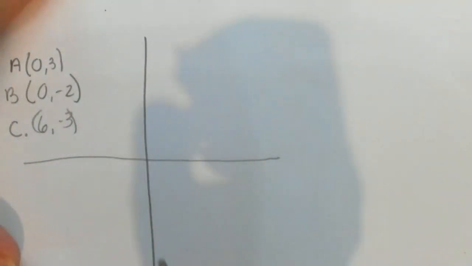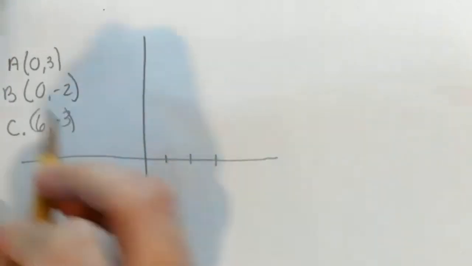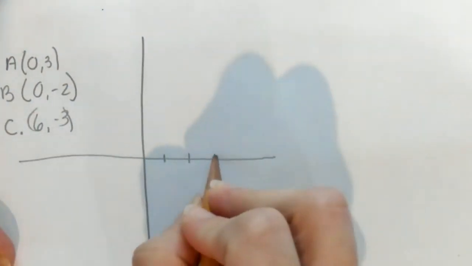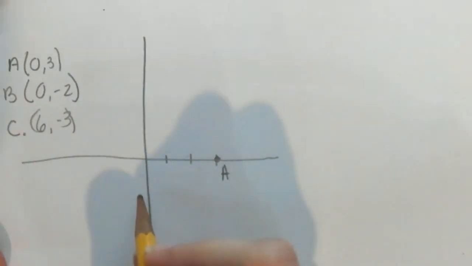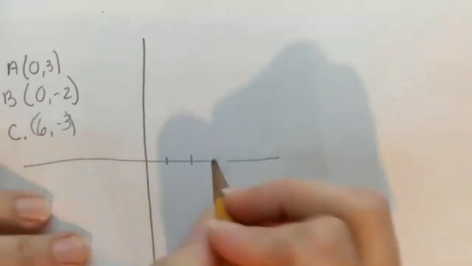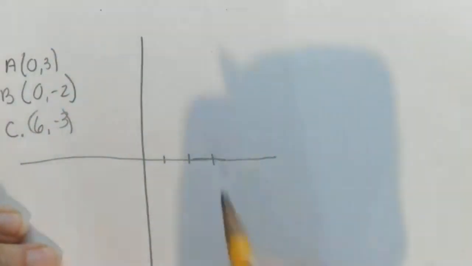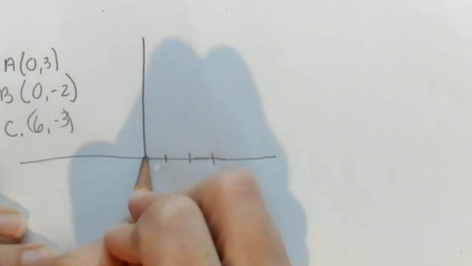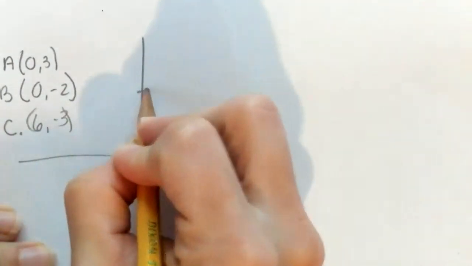All right, so we have A, (0, 3). So here we go. A is (0, 3), right here. B is going to be 0. Oh, nobody caught my mistake. Come on, I get bonus points for making mistakes if someone catches them.